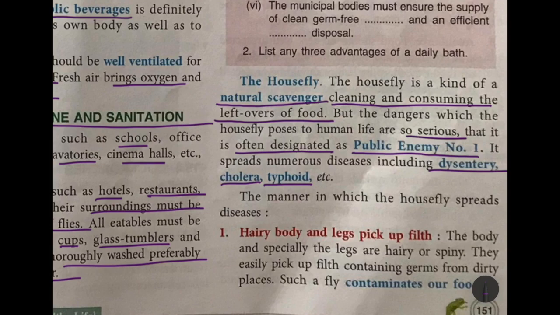So how do houseflies spread diseases? First, they have hairy bodies and legs which pick up the filth or the dirt. The body, especially the legs, are hairy or spiny. If you look at a housefly carefully, you'll see the body is very hairy, especially the legs. When they sit on dirt, they pick up the dirt, and the dirt of course contains germs in these dirty places. Such a fly comes and sits on the food, and then it contaminates it, putting the germs on the food when it sits on it.